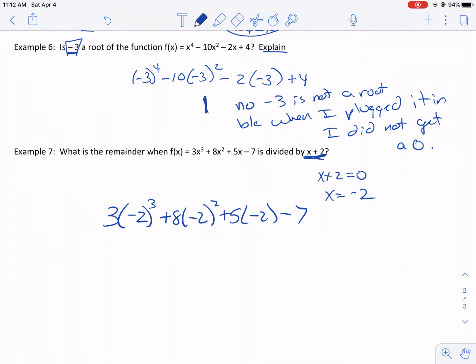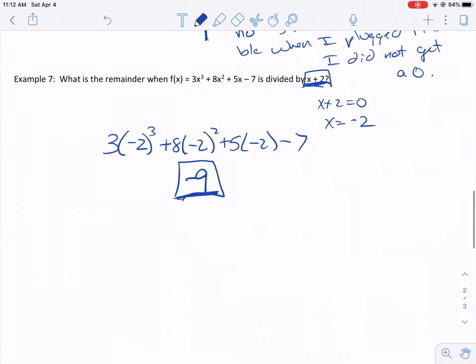And I got negative 9. So if you had gone through and done the long division using x plus 2, your remainder would have ended up being a negative 9, but we just found it a whole lot faster by the remainder theorem. So the remainder theorem says you plug in the hypothesized root into the function, and it will tell you what your remainder would be if you did the whole division problem.